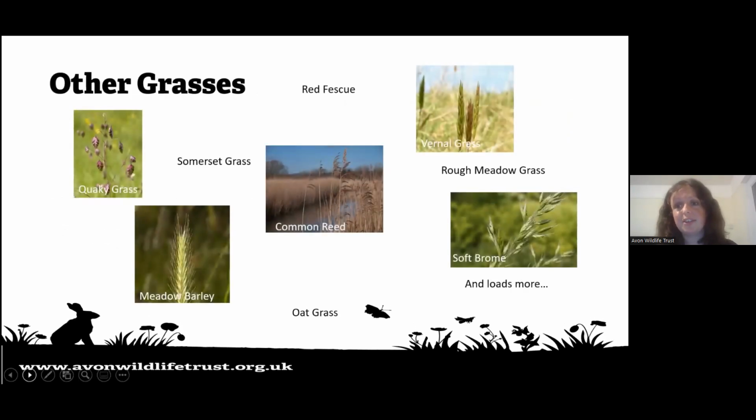And other grasses, because there are hundreds of them, I've just listed a few more here. So you've got vernal grass in the top right corner, quaking grass in the top left, meadow barley in the bottom left, common reed in the middle, and soft brome bottom right. You've got red fescue, Somerset grass, and oat grass, and there are loads more. Too many to talk about tonight.